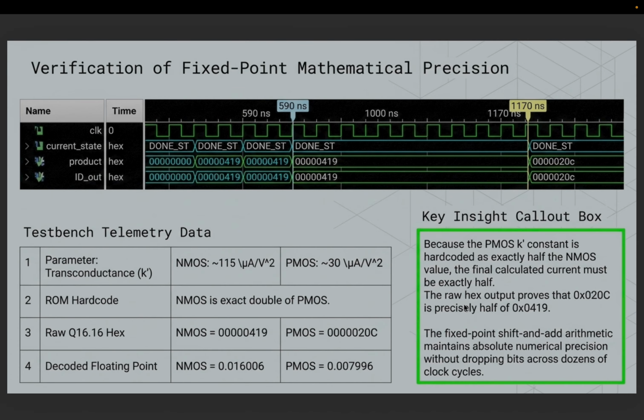For the verification results, the test bench was used to verify that the calculations are correct. The PMOS constant stored in the ROM is set to be half of the NMOS value. Therefore, the PMOS current should also be half of the NMOS current. The simulation results confirm this relationship, showing that the fixed point calculations are accurate.